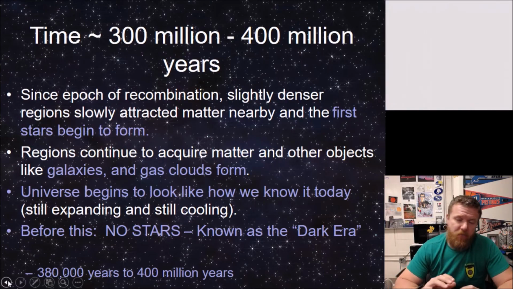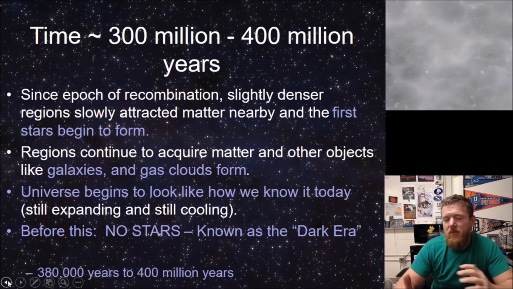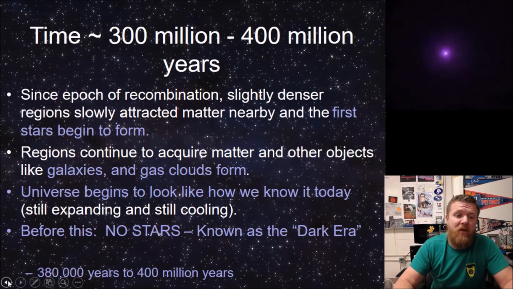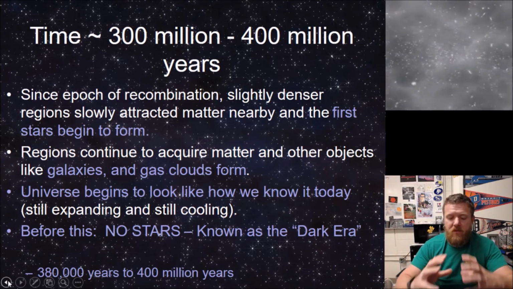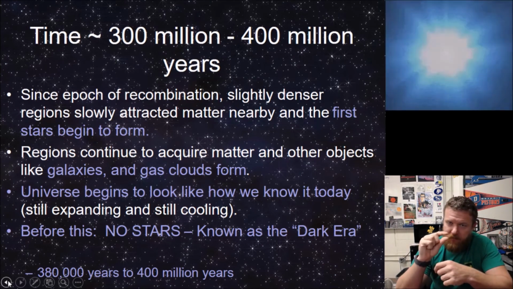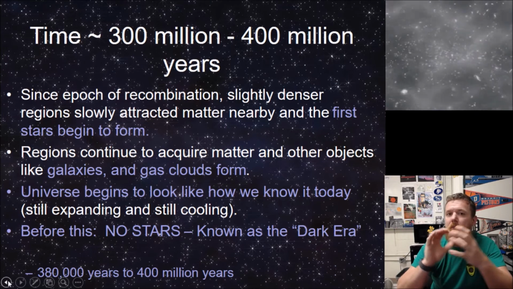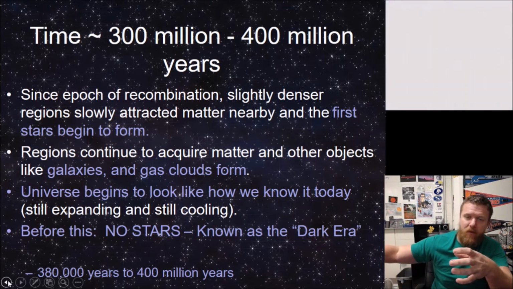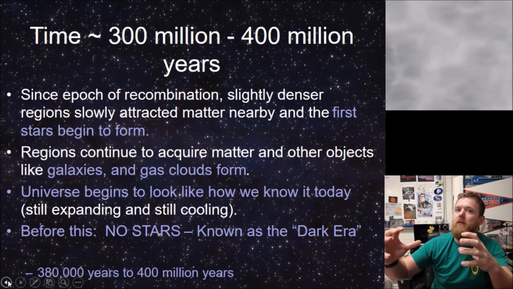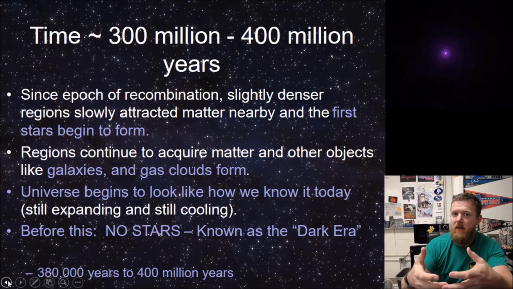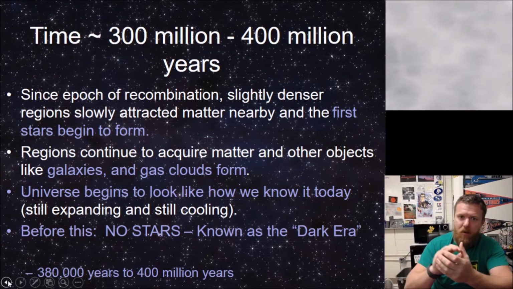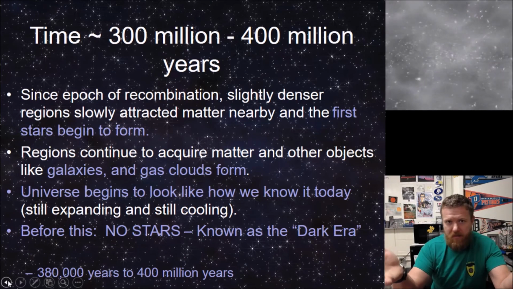Alright, let's move ahead from 380,000 years to between 3 and 400 million years. This is when the first ever stars start to appear. Regions that were a tiny bit more dense, and those are the fluctuations that we see in the CMB. If you're a little bit more dense than this area over here, gravity is going to start to coalesce some of that hydrogen and helium. And as it coalesces, you're going to start to get galaxies forming.